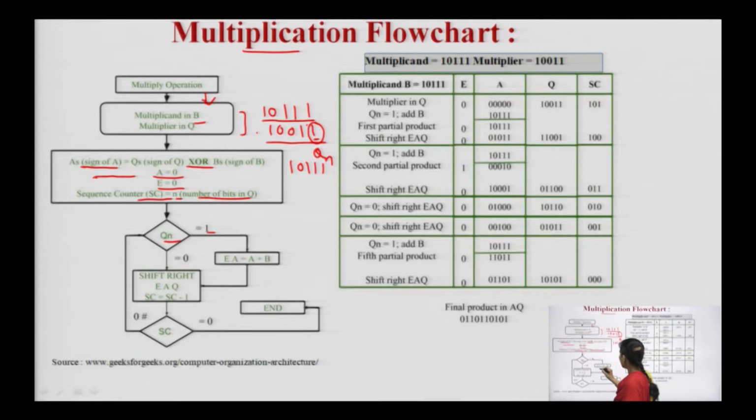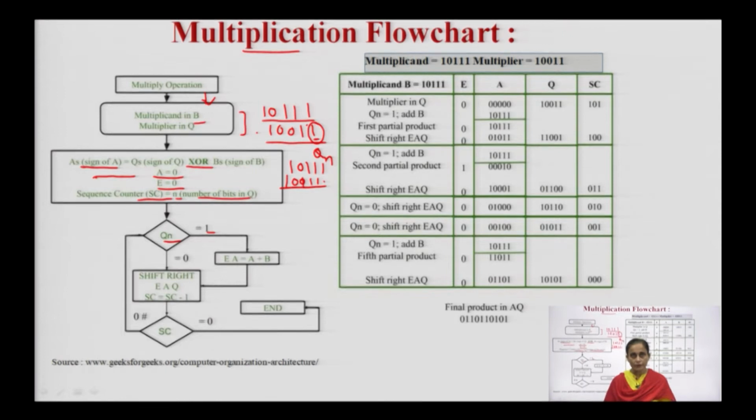Then after, paper and pen says, if your next bit Qn is 1, then again write all the bits of the multiplicand.